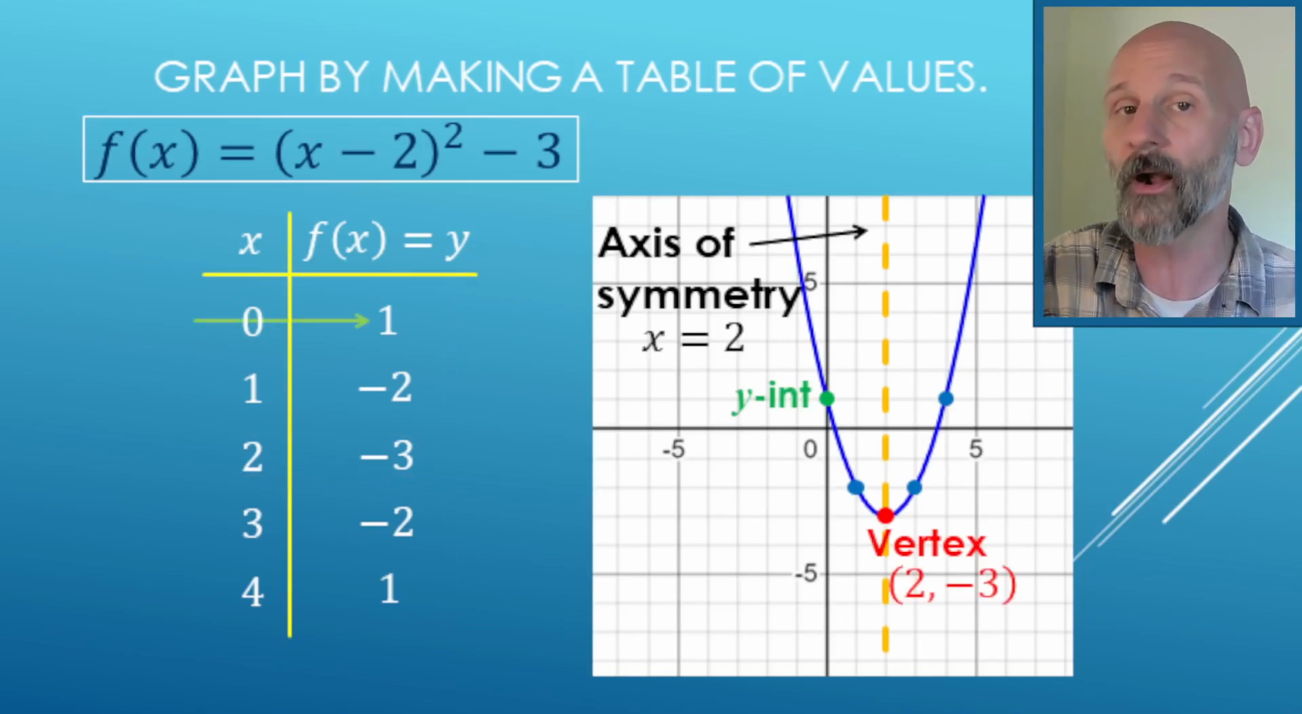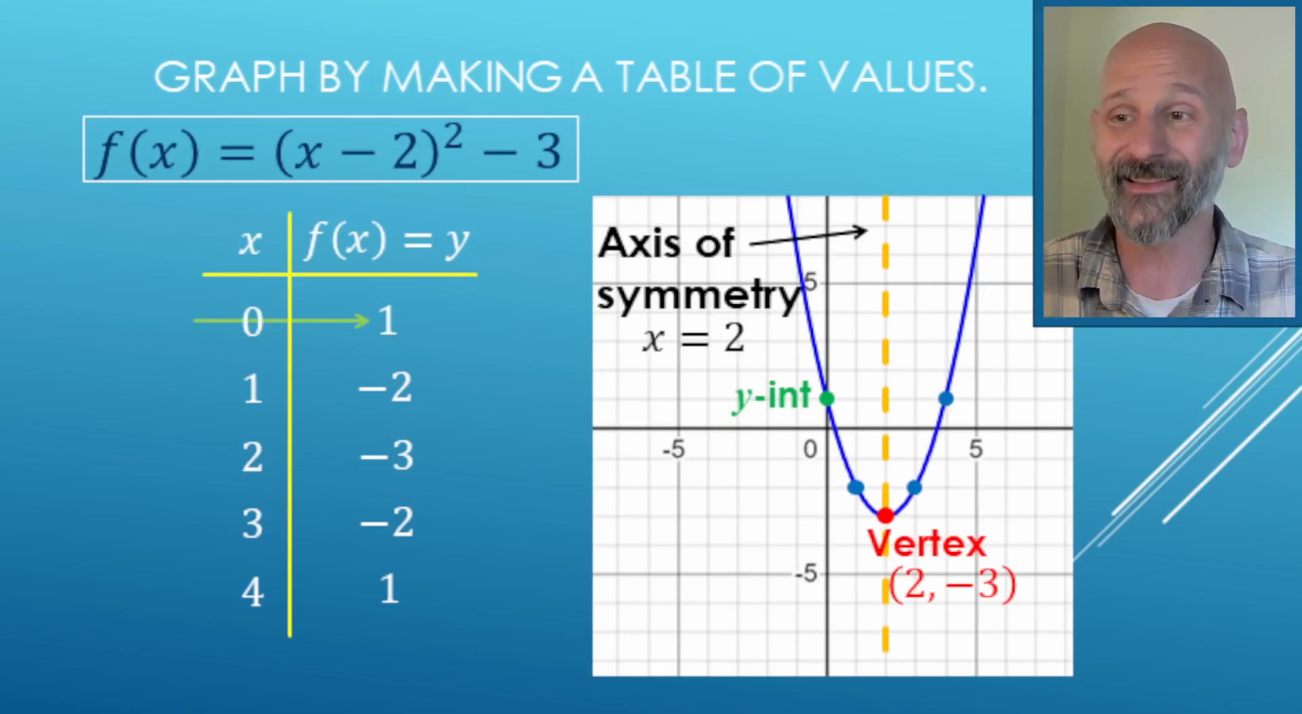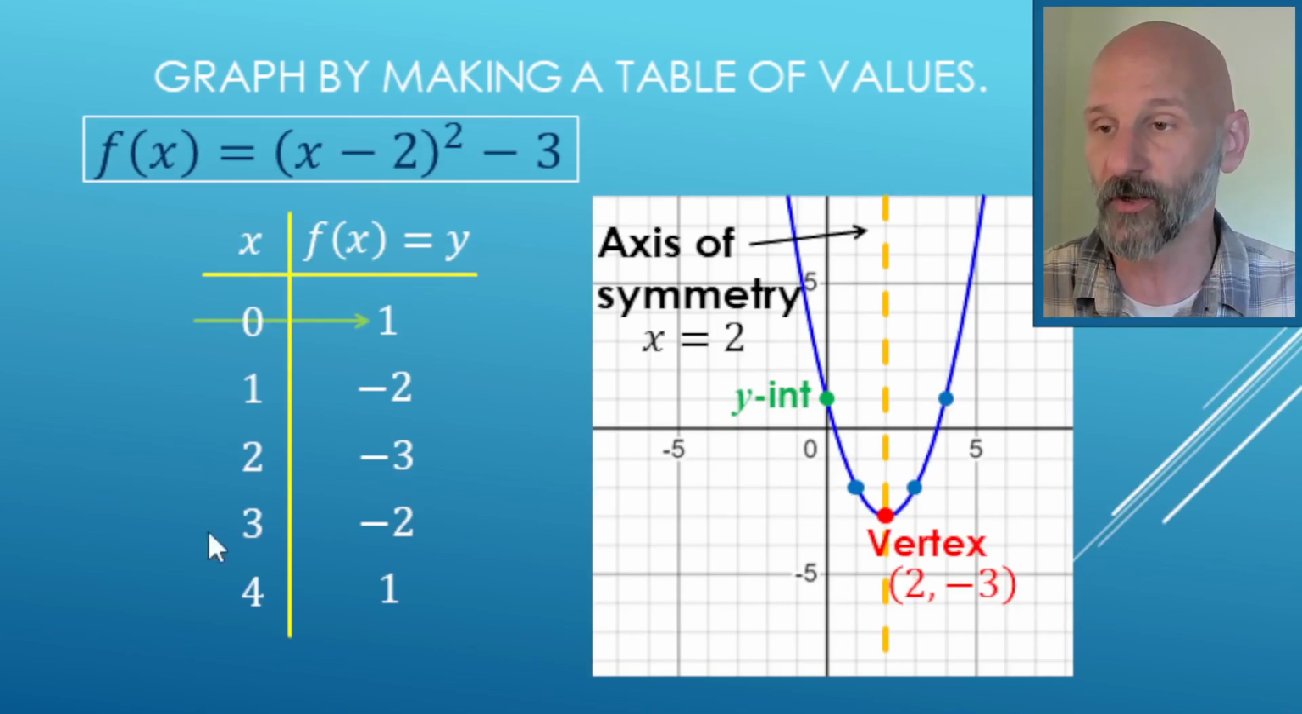Y-intercept is always where x is 0. Here it happens to be at the top of the table. It's not always there, so you just look for where x is 0, go straight over, and there's your y-intercept.